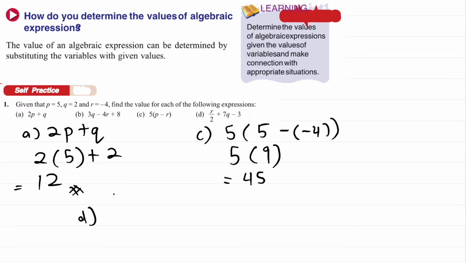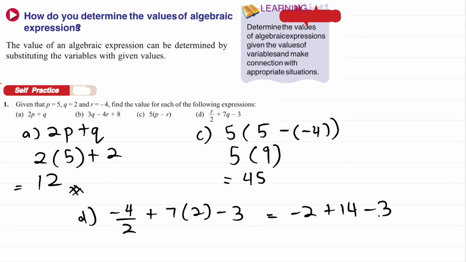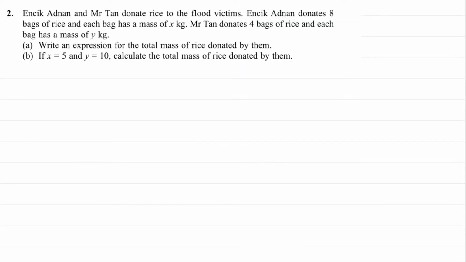Tengok D pula. R over 2. So negatif 4 over 2. Tambah 7. 2. Tolak 3. So kita akan dapat negatif 2. Tambah 14 tolak 3. Kamu akan dapat 14 tolak 5 akan dapat 9. Okay. Macam tu je. Very straightforward.